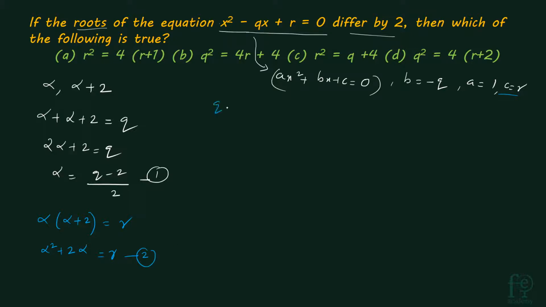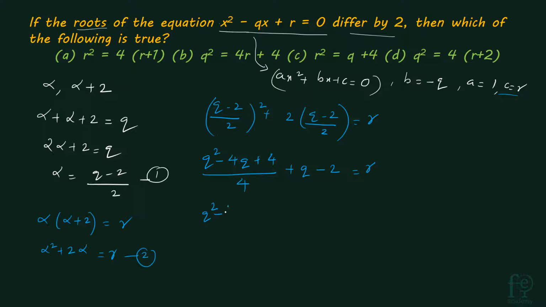Now let's substitute alpha from equation 1 in this equation 2. So you will be getting q minus 2 by 2 the whole square plus 2 into q minus 2 divided by 2 is equal to r. So what you will be getting? Q minus 2 the whole square is equal to q square minus 4q plus 4 divided by 4, plus here 2 and 2 will be cancelled. So you will be getting q minus 2 is equal to r. Now you can just multiply with 4 for all the terms. So you will be getting q square minus 4q plus 4 plus 4q minus 8 is equal to 4r.